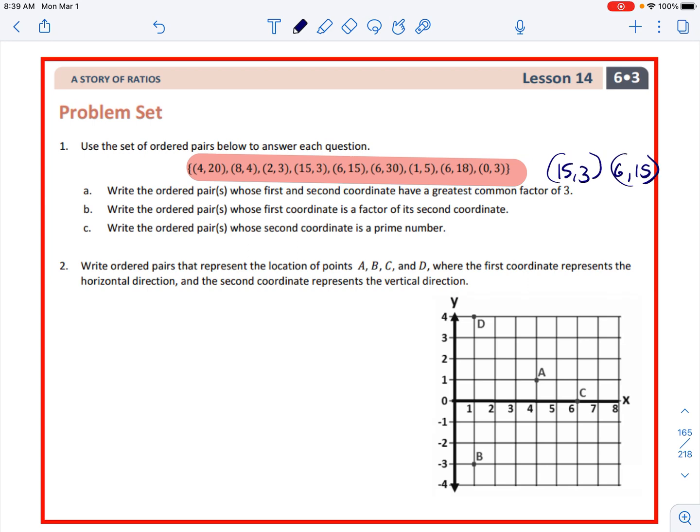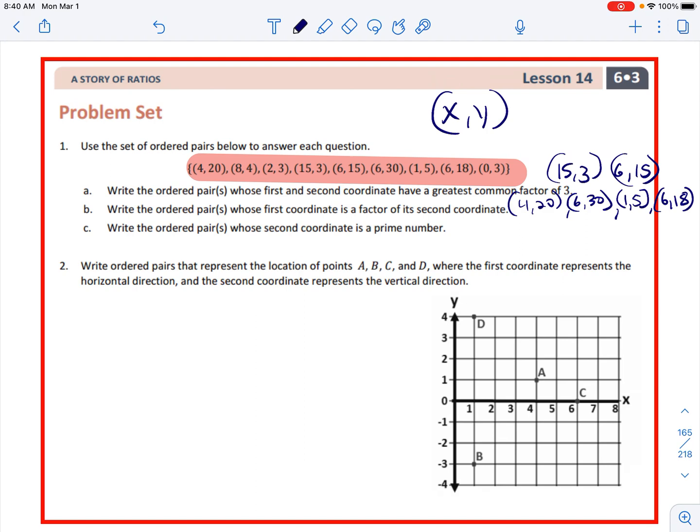Letter B says write the ordered pairs whose first coordinate is a factor of its second coordinate, which means its first x-axis coordinate goes into the y coordinate. So this would be 4 and 20, 6 and 30, 1 and 5, and 6 and 18.